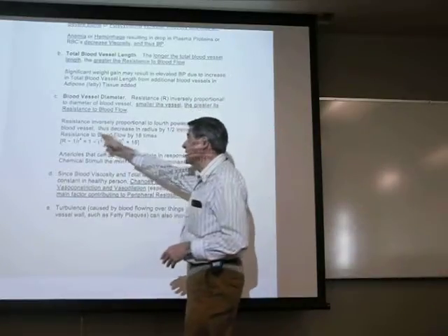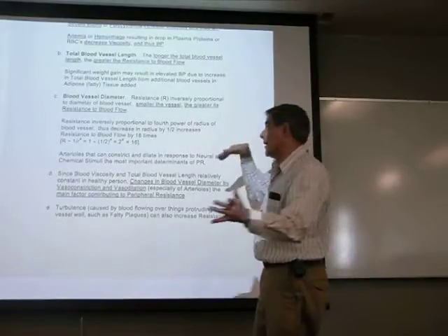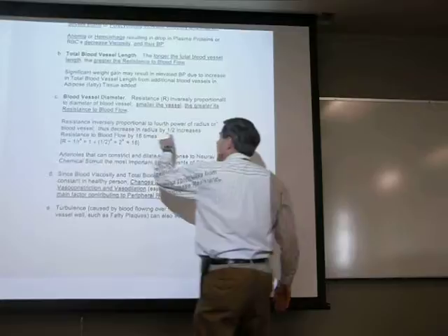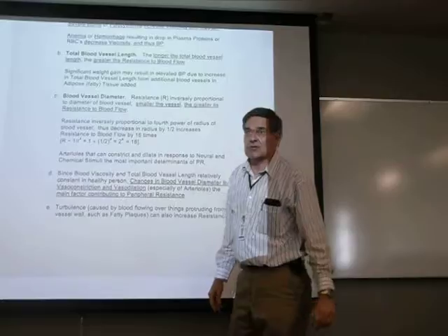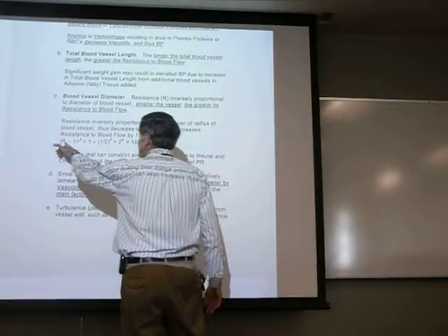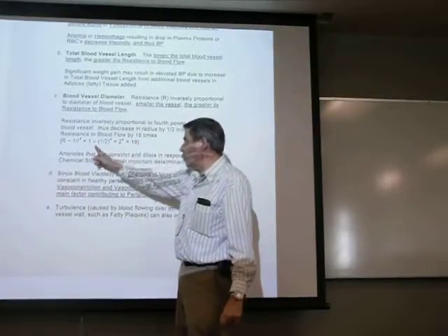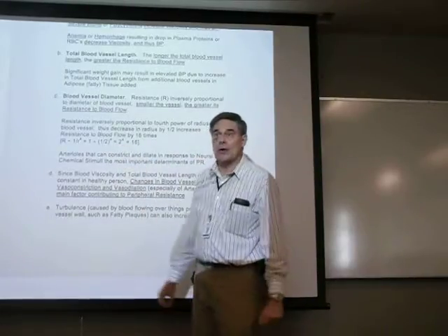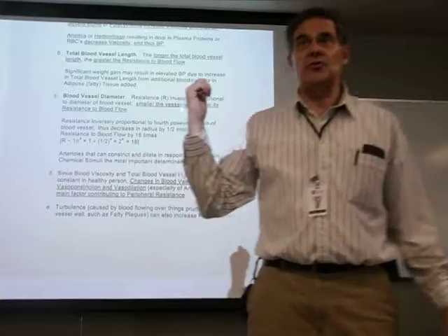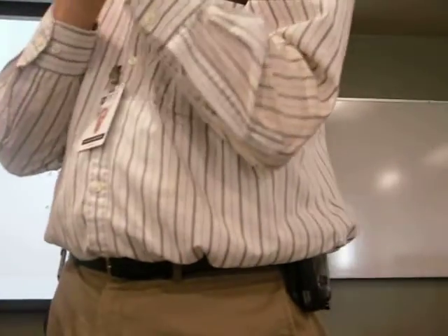Resistance is inversely proportional to the fourth power of the radius of the blood vessel. And when I do this mathematically, if you decrease the radius by 1/2, this is going to increase the resistance to blood flow 16 times. Resistance is proportional to 1 over the radius raised to the 4th power. This equals 1 over 1/2 to the 4th power, which comes out to 2 to the 4th power, which is 16. Now I'm not going to ask you to do this on the exam, but I want you to understand it. It's common sense. The narrower that lumen, the greater the resistance, the higher the blood pressure.